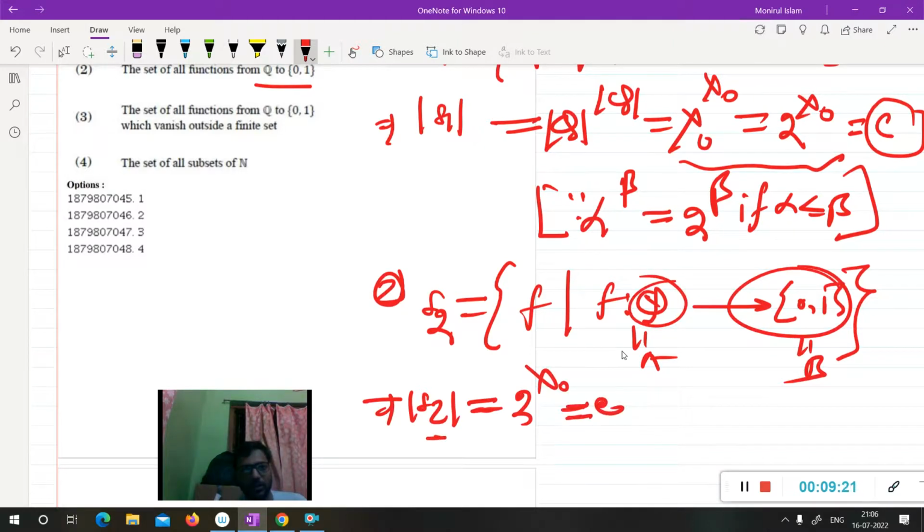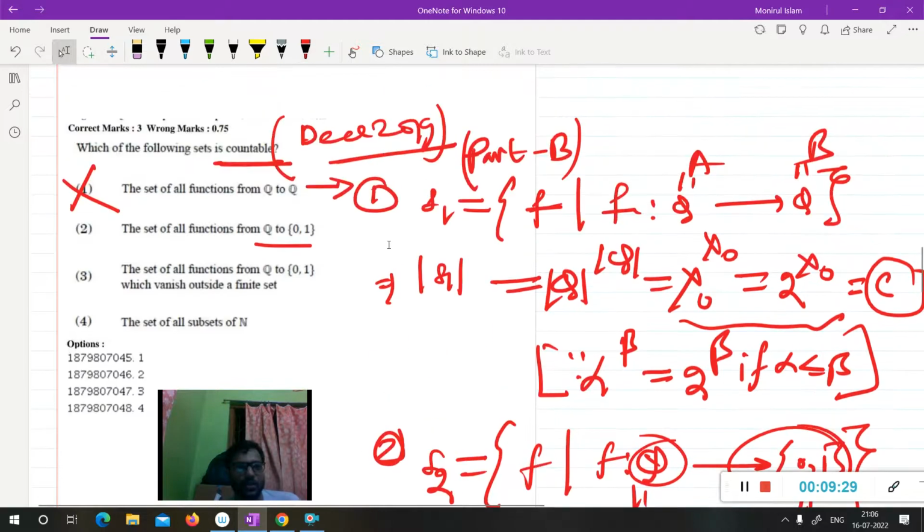So this set's cardinality is uncountable because its cardinality is continuum. C means continuum, and continuum is the cardinality of an uncountable set. So S2 is uncountable, so it is not countable. So option 3 is correct.